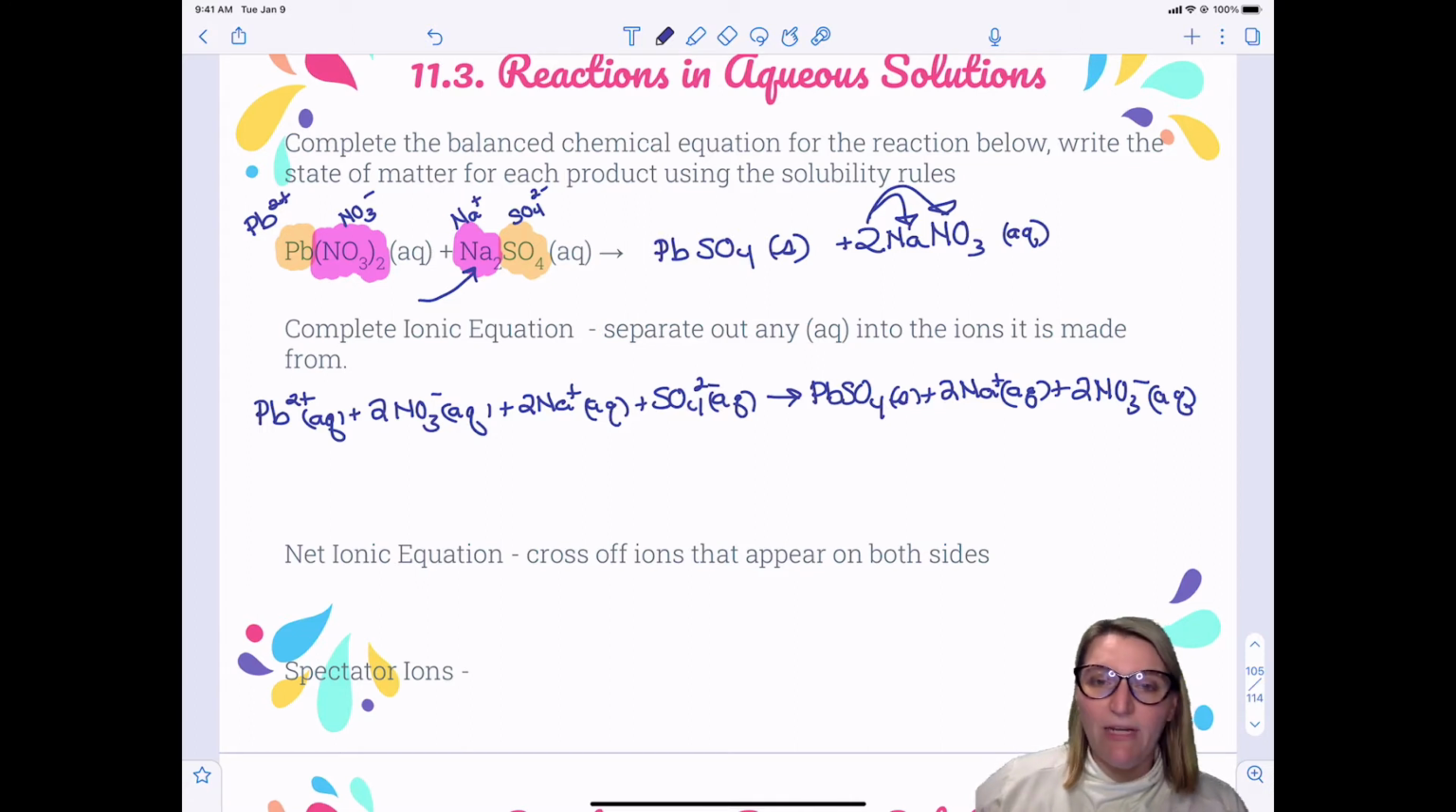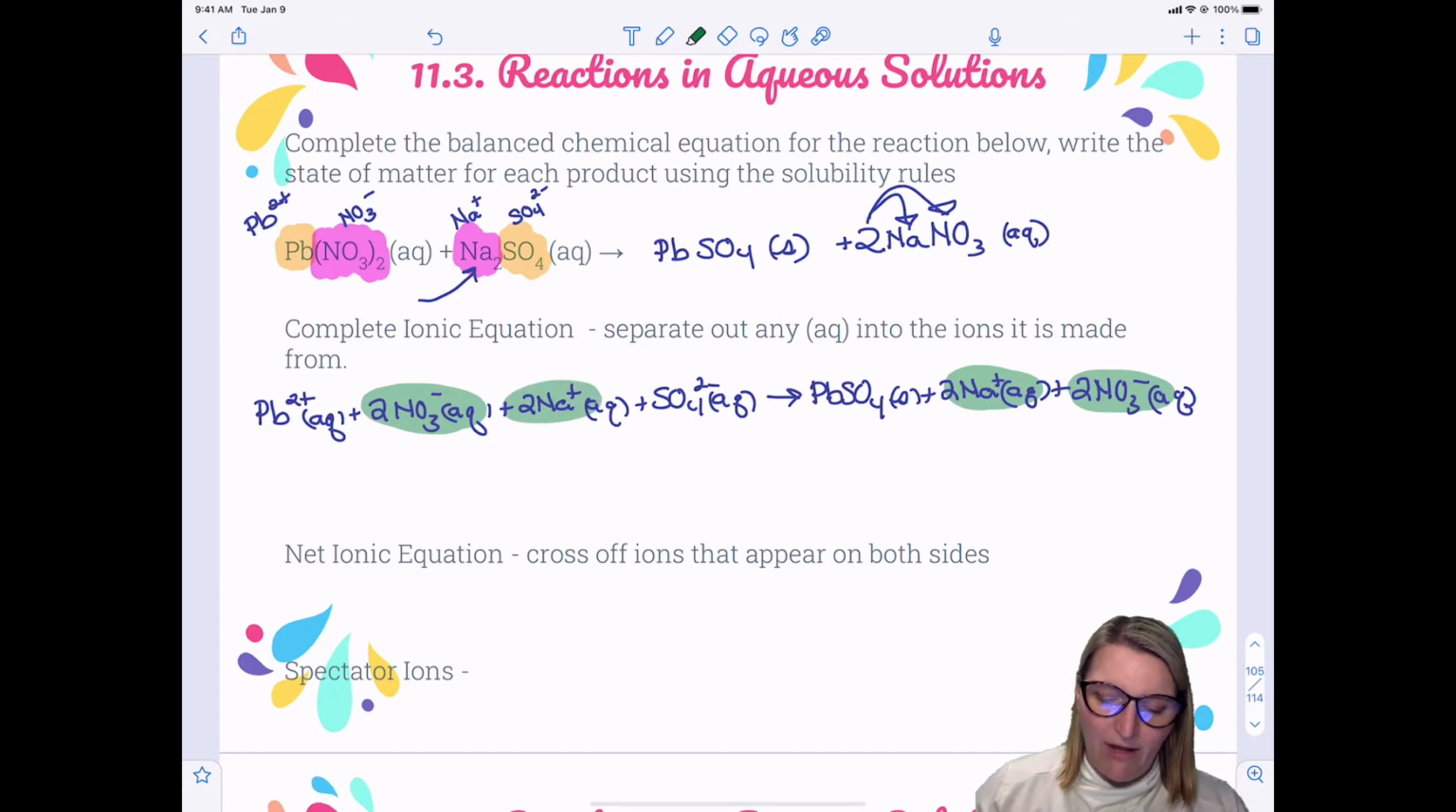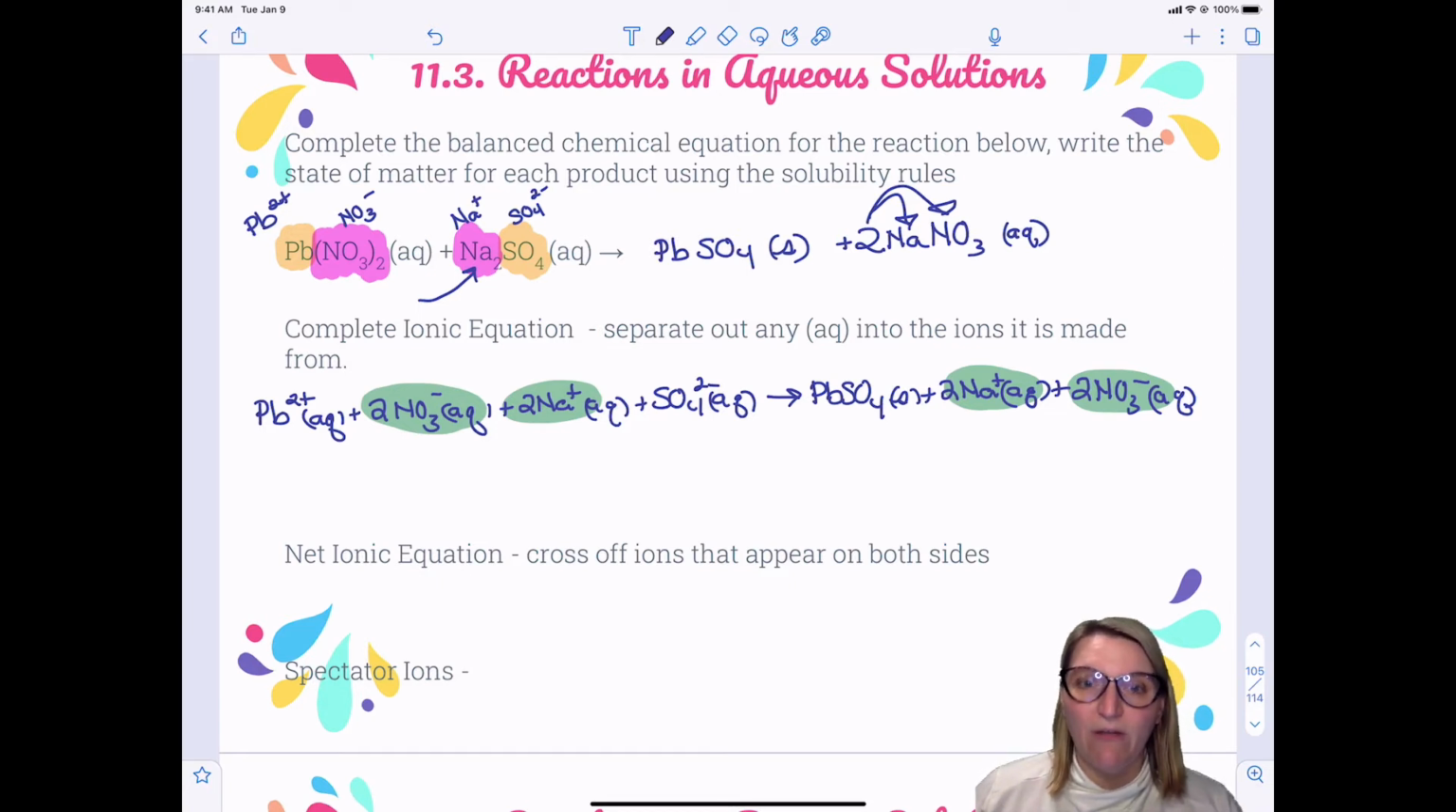So this is the complete ionic equation, and from this we can see pretty clearly that at the beginning of the reaction there are nitrate ions floating around, and at the end of the reaction there are still nitrate ions floating around. Those are not participating in the reaction. Same thing with the sodium ions. So we call those the spectator ions. And the net ionic equation is the equation with the spectator ions crossed off, just what forms the precipitate.